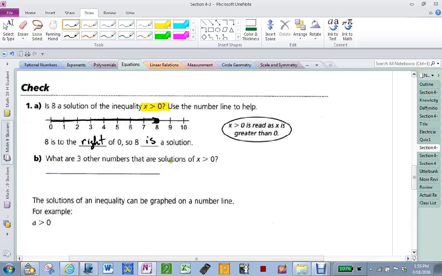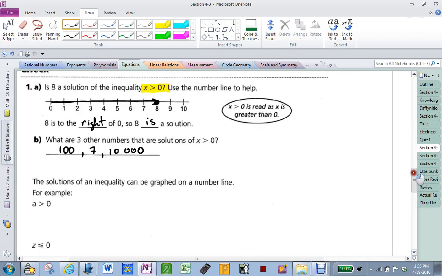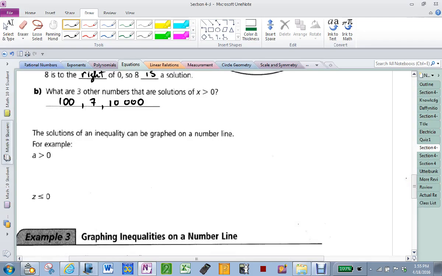So, what are any 3 numbers that work as a solution other than 8? 7, 100, 10,000, 3 million, pi, the root of 4, 21. Everybody with me? Okay. That is all the background that you need. Now we're going to start actually applying it.